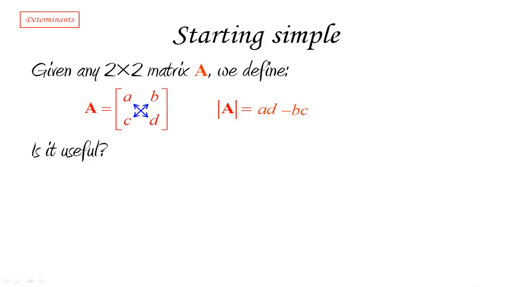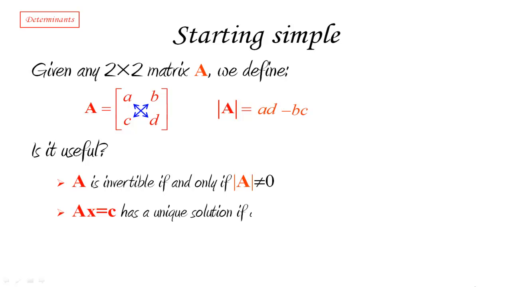Well, it turns out it's fairly easy to see that these properties occur. For instance, we can prove, and we're going to do that in class, that a 2 by 2 matrix is invertible if and only if its determinant is not 0. Which means, by the way, that most matrices are invertible, right? Because this determinant can be any real number, but only those for which the determinant is 0 are going to be non-invertible. And this of course implies that a linear system of the form Ax equals c has a unique solution if and only if the determinant of A is not equal to 0.